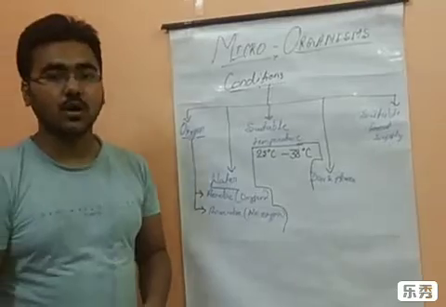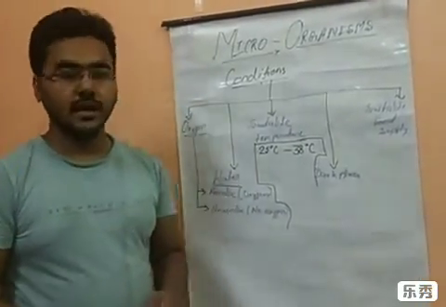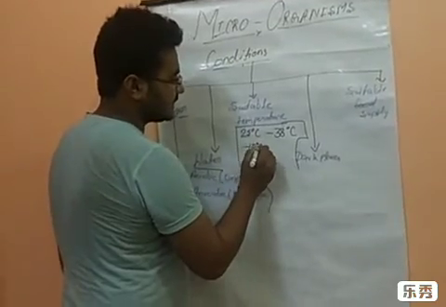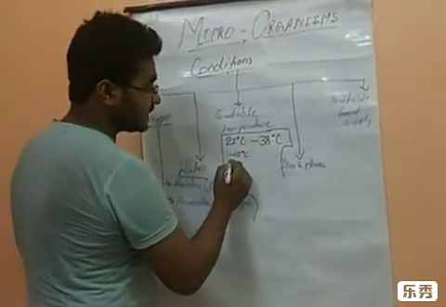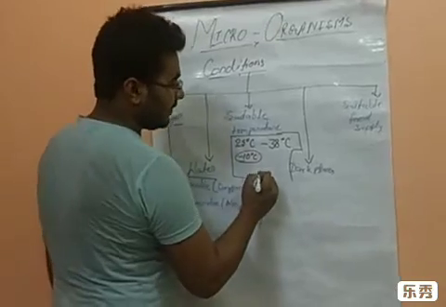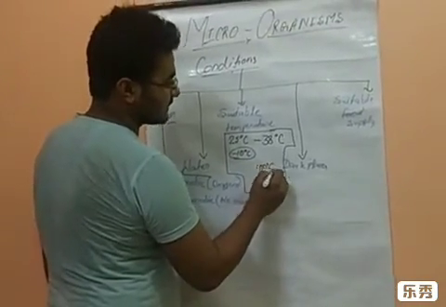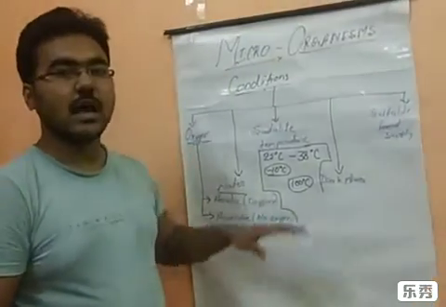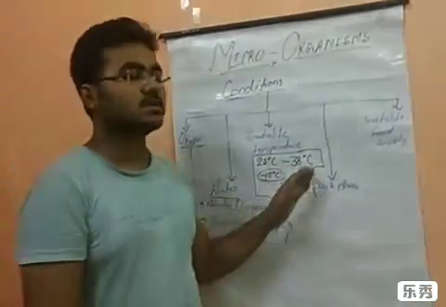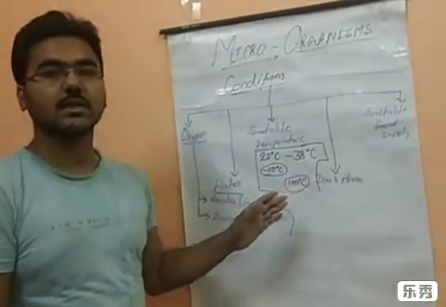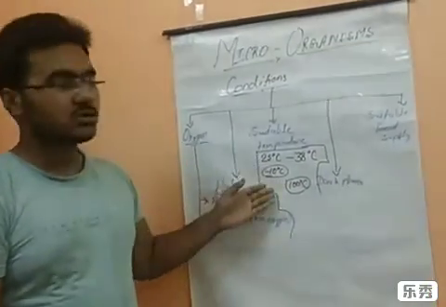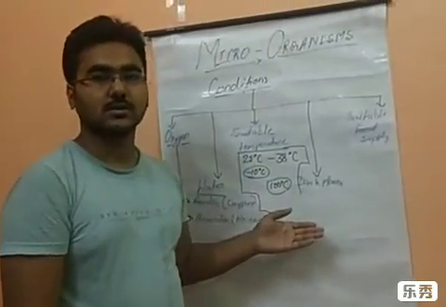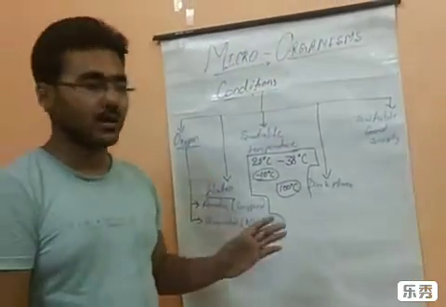But there are some organisms that can live down to minus 10 degrees Celsius, and maybe more than 100 degrees Celsius. The microorganisms are basically living between 25 degrees Celsius to 38 degrees Celsius, but a few of them can also survive below minus 10 degrees and above 100 degrees Celsius. So this was the suitable temperature for the microorganism.